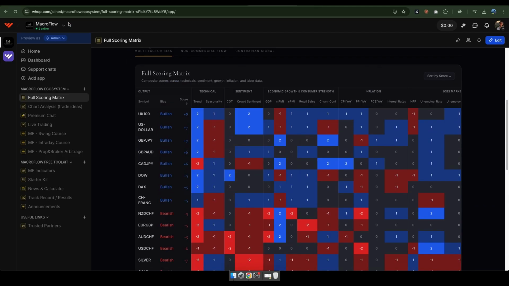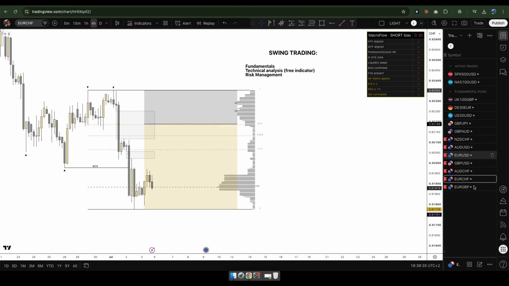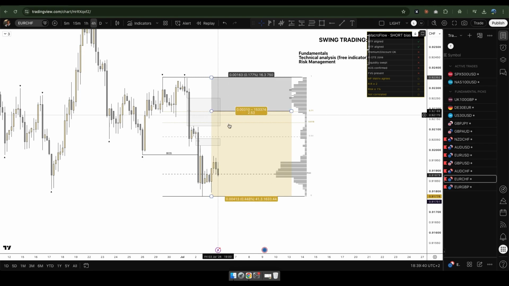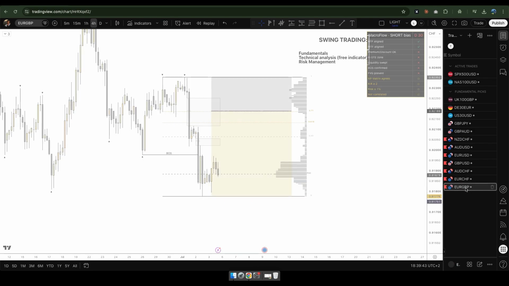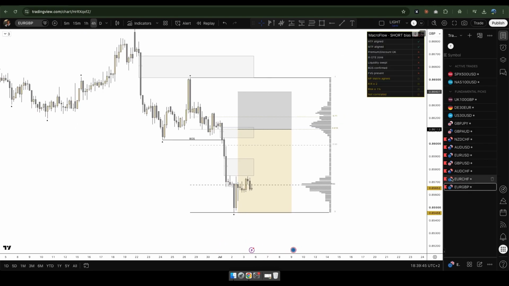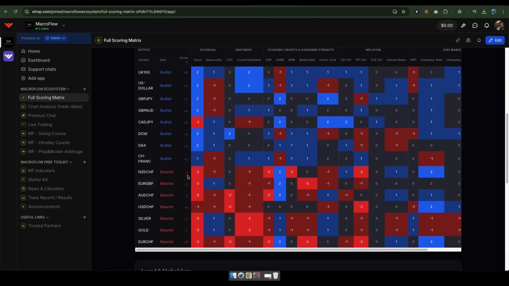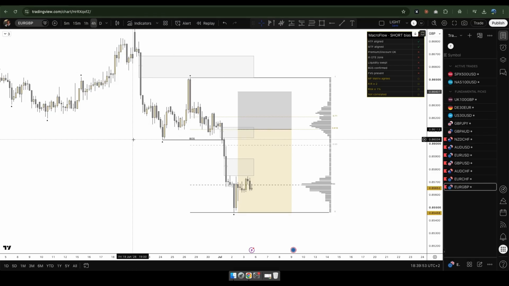So I look at my assets, come to TradingView, and import them here. Then I use my indicator to do some really simple analysis. And based on that, I place my limit. So for example, for this week, we have all of these assets. EURGBP, as you can see, let me show it to you again, is bearish, because we have a pretty strong euro and a pretty weak GBP.